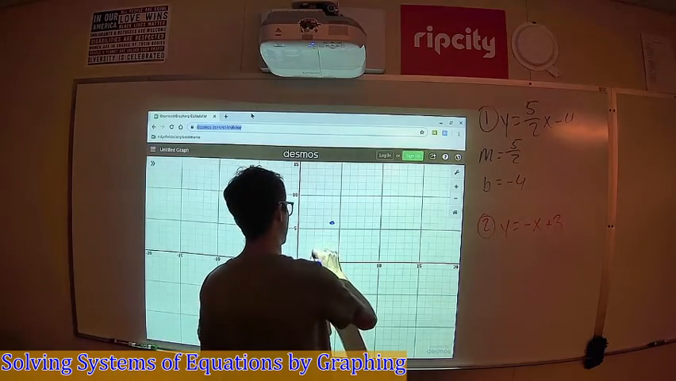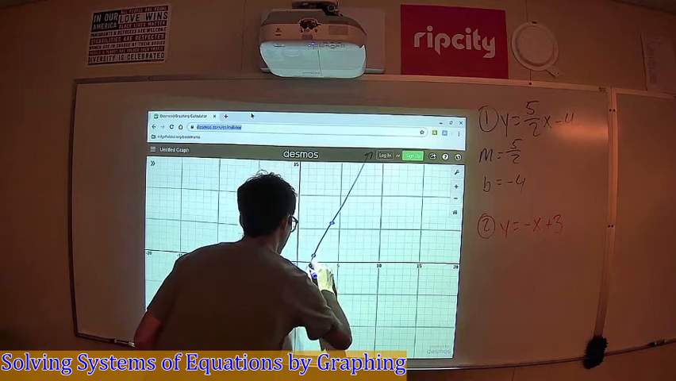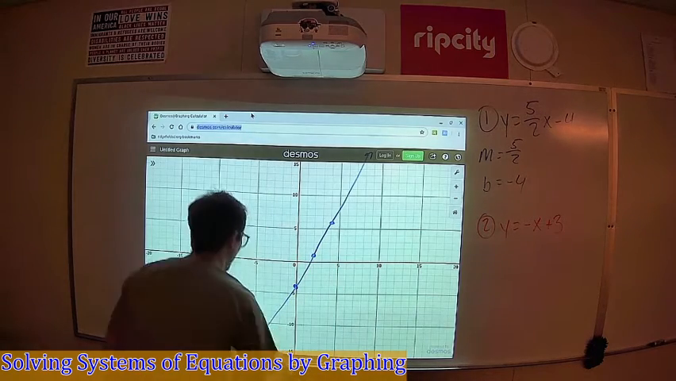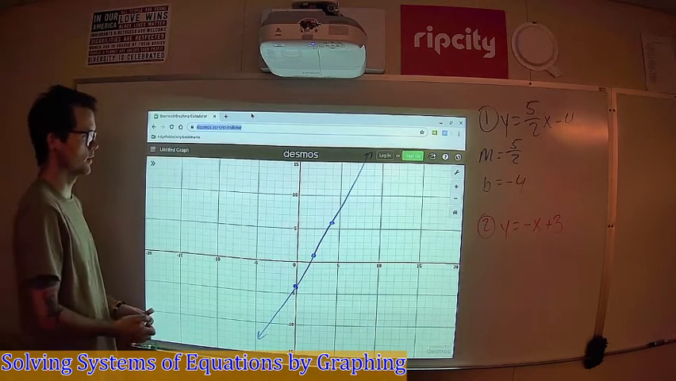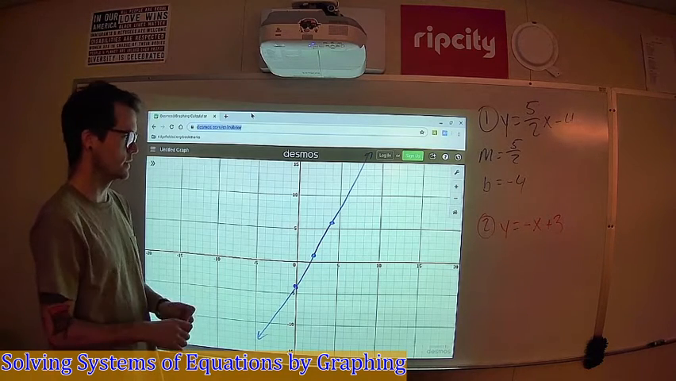So let's carefully do our best to draw a straight line, knowing it's not going to be perfect, but we gave it our best shot. Okay, there's one of our equations graphed.